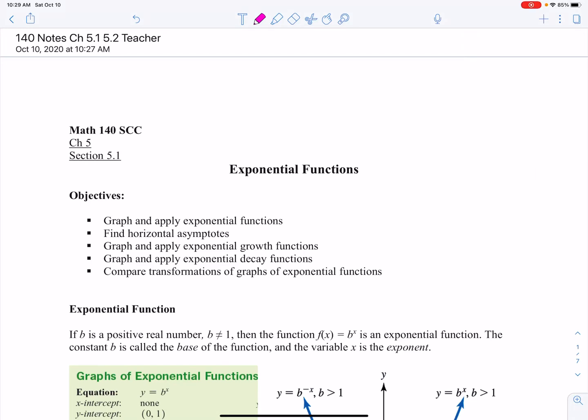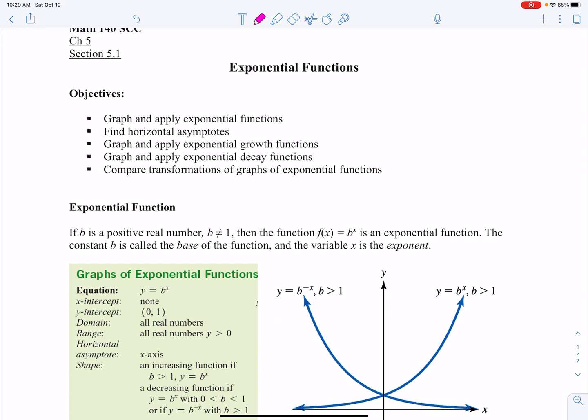All right, welcome to section 5.1 and 5.2. In this section we're going to talk about exponential functions.